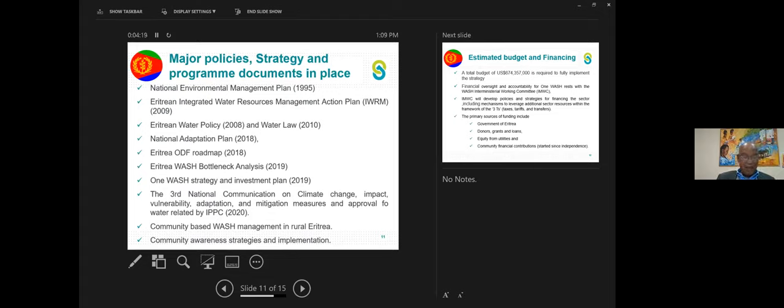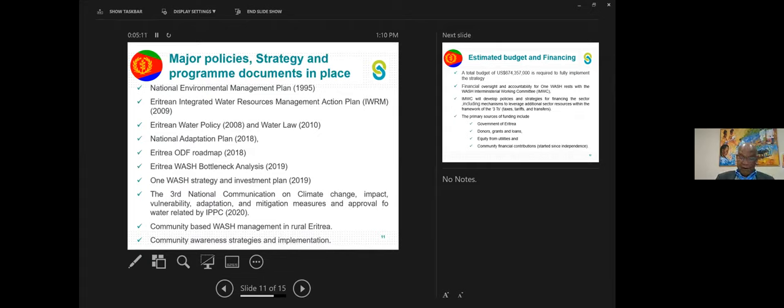To mention them, already in place are: the National Environmental Management Plan, the Eritrean Integrated Water Resource Management Action Plan, the Eritrean Water Policy and Water Law, and the National Adaptation Plan. The Eritrean ODF roadmap is also in place, and we are expecting this to be fully implemented by 2022. The Eritrea water bottleneck analysis was conducted prior to preparing the One WASH strategy, and the whole report was prepared, and that was the main ground for us for preparing the One WASH strategy investment plan.